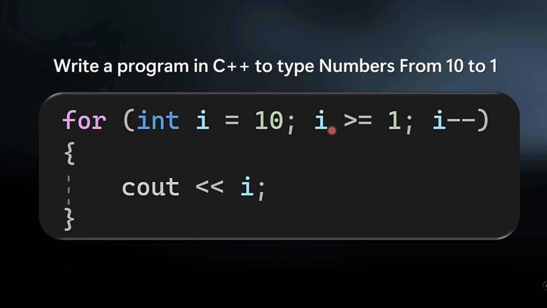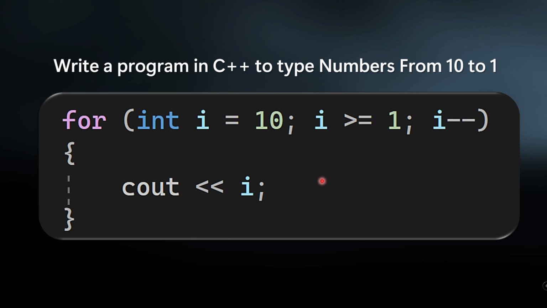And the condition now, we have to change it so that i has to be larger than or equal to 1. So if we reach a number under 1, in this case, this condition would not be valid anymore, so we will be exiting the for loop. And the update here will be i minus minus. So every single time, starting from 10, we check the condition that i is larger than or equal to 1, which is true.